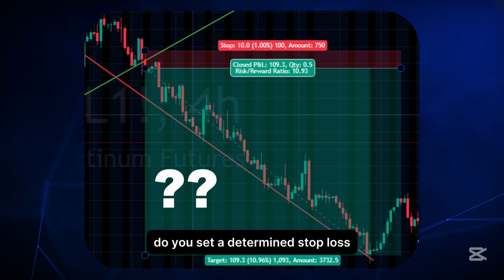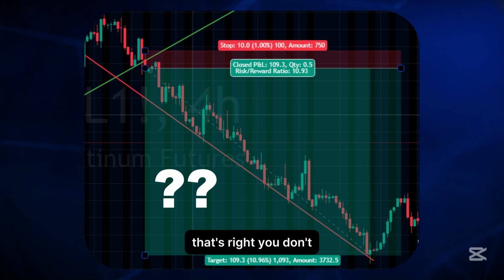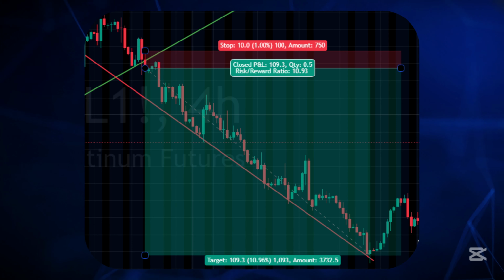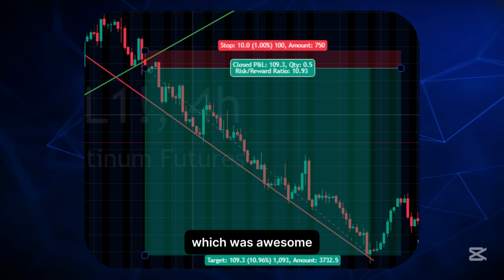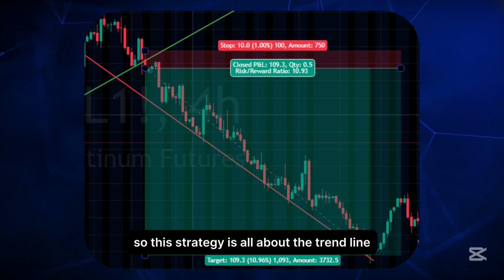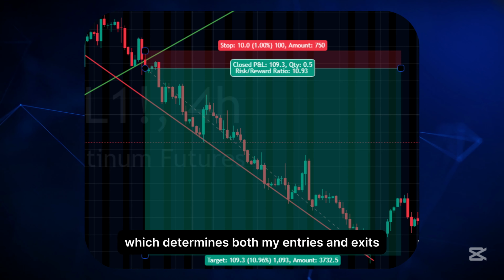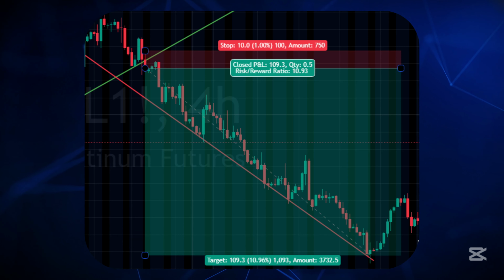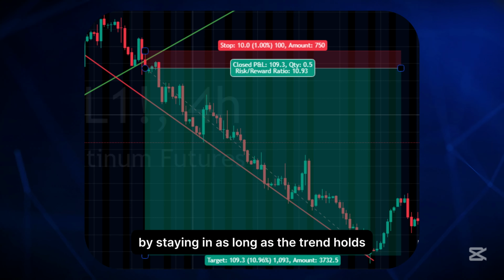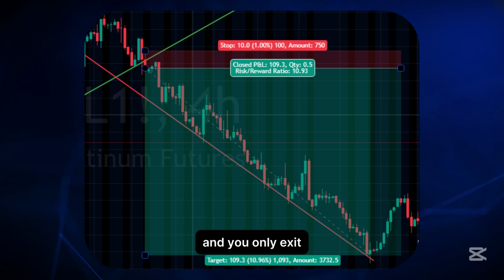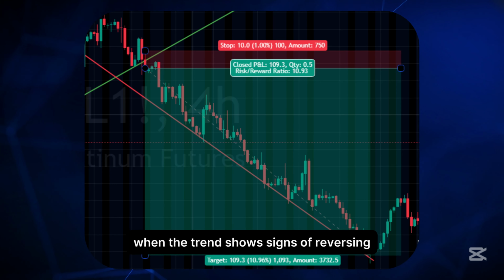Do you set a determined stop loss? That's right. You don't. In this case, the short went on for about 2 weeks, which was awesome. So this strategy is all about the trend line, which determines both my entries and exits. The aim is to capture most of the price move by staying in as long as the trend holds. And you only exit when the trend shows signs of reversing.